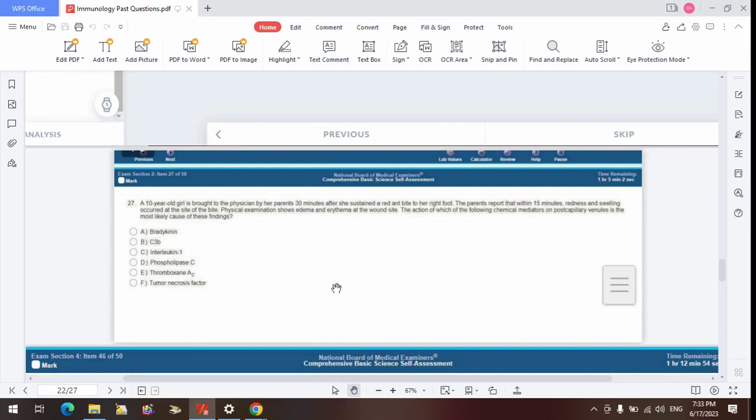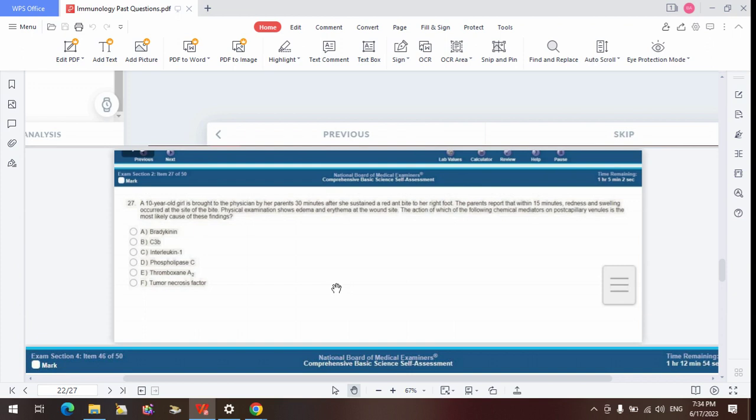A 10-year-old girl is brought to the physician by her parents 30 minutes after she sustained a red ant bite to her right foot. The parents report that within 15 minutes, redness and swelling occurred at the site of the bite. Physical examination shows edema and erythema at the wound site. The action of which of the following chemical mediators on post-capillary venules is the most likely cause of these findings? They're asking about what brought about the redness and swelling.